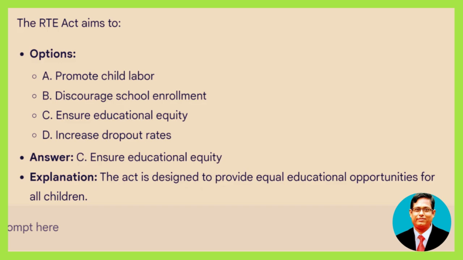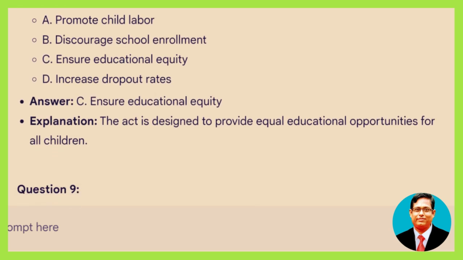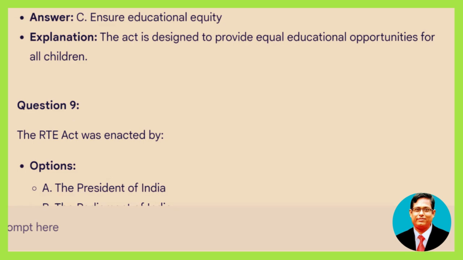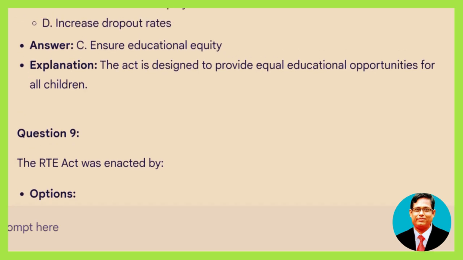Question 8. The RTE Act aims to. Options. A. Promote child labor. B. Discourage school enrollment. C. Ensure educational equity. D. Increase dropout rates. Answer. C. Ensure educational equity. Explanation. The Act is designed to provide equal educational opportunities for all children.